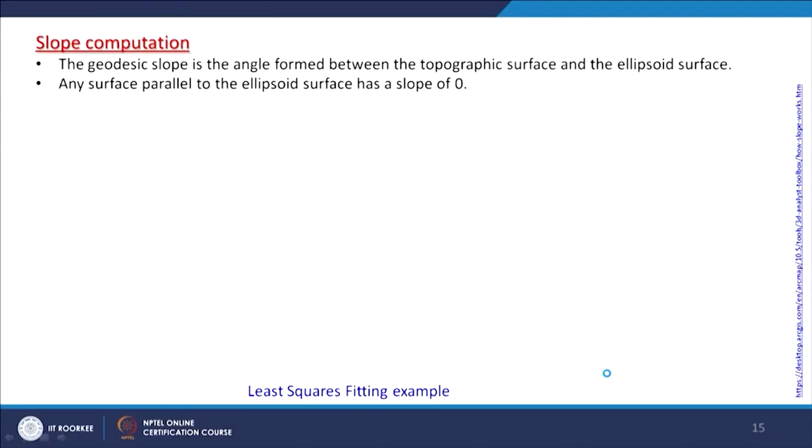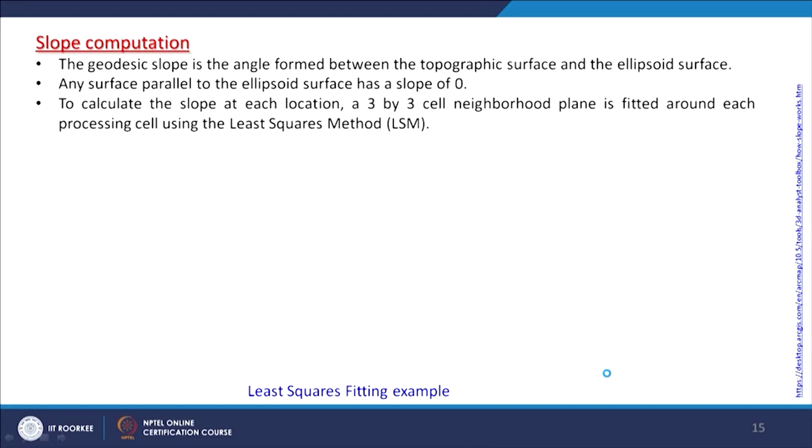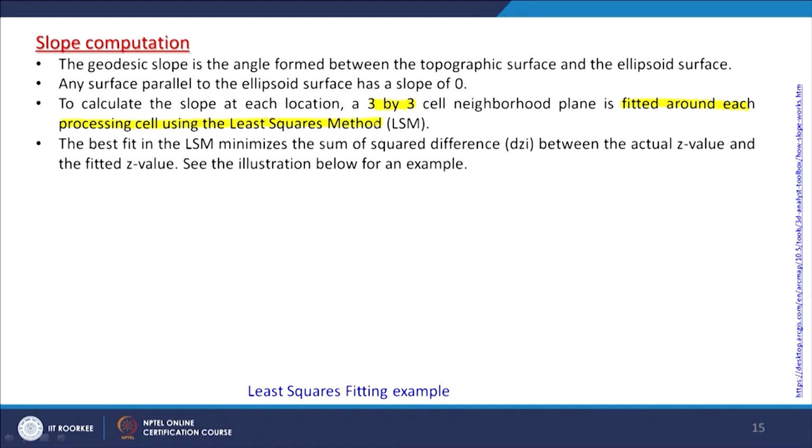So, if we go for this option, that is geodesic slope calculation, it is the angle formed between the topographic surface and the ellipsoid surface, and any surface parallel to the ellipsoid surface will have, of course, a slope equal to 0, that is flat. We calculate the slope for each location, again employing a 3 by 3 cell kernel, and a plane is also fitted around each processing cell using the LSM, that is the least square method.